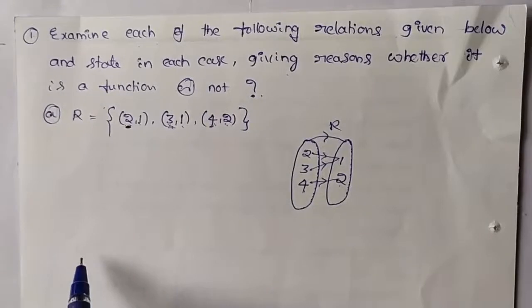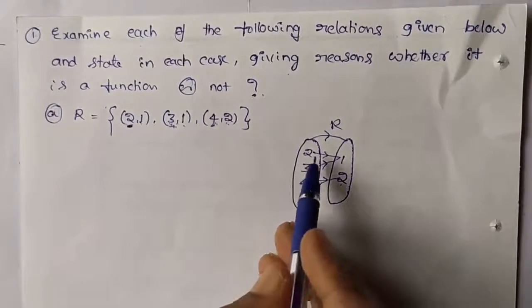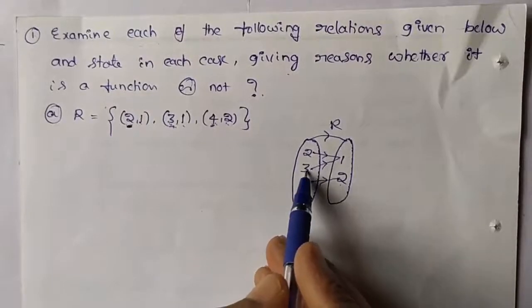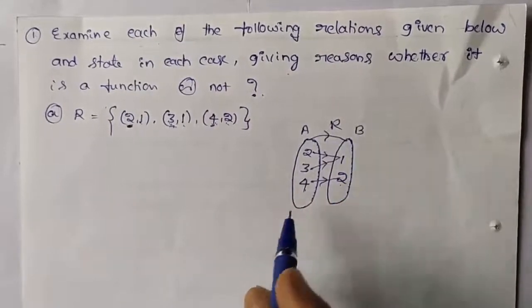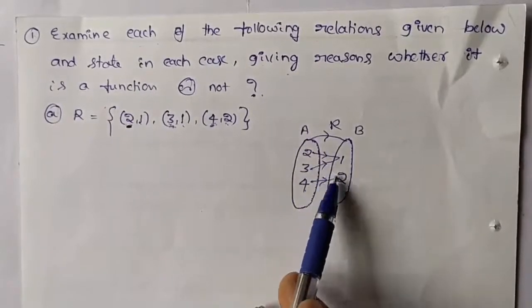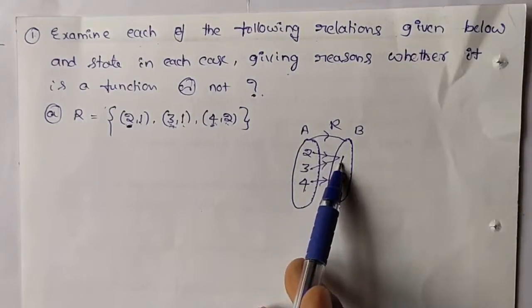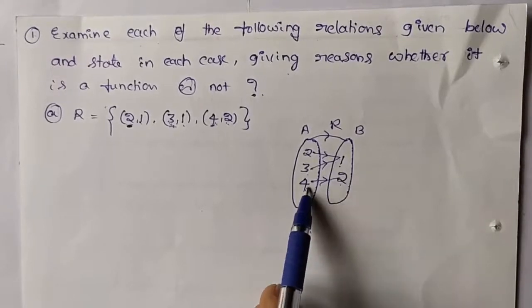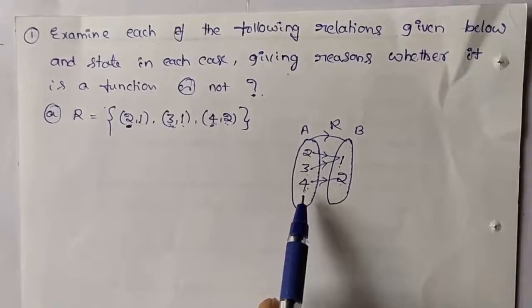Is this a function? I already told you that, considering a set A and a set B, a relation in which every element in set A has one and only one image in set B is a function. 2 has only one image 1, 3 has only one image 1, 4 has only one image 2. Therefore, it is a function.